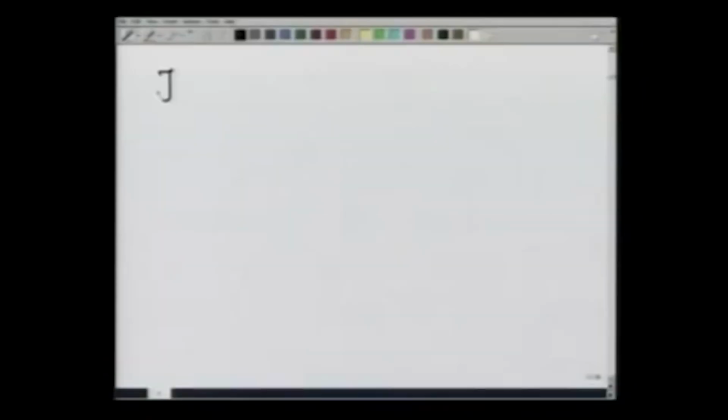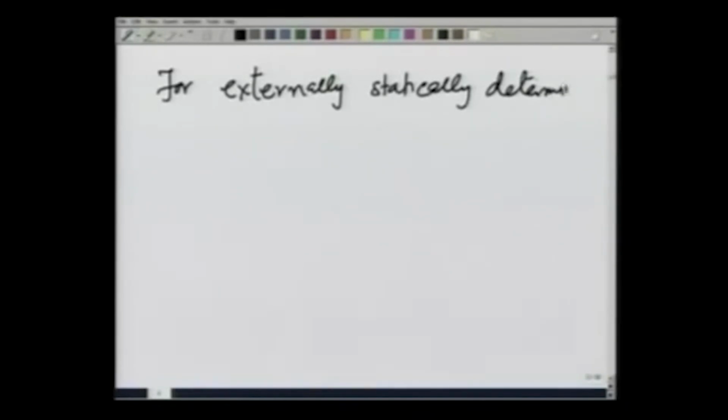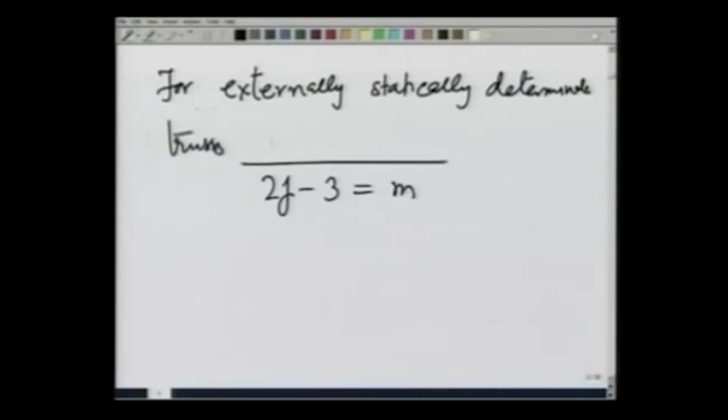So, for externally statically determinate trusses, 2j minus 3 equals m, and that is how we get this equation. Let us see the structures that I made earlier, whether they satisfy this or not.